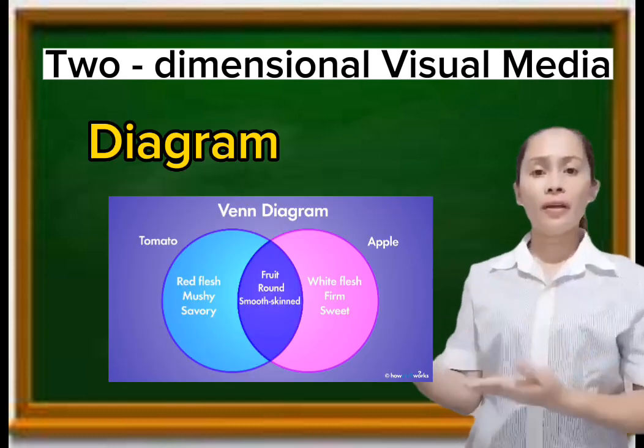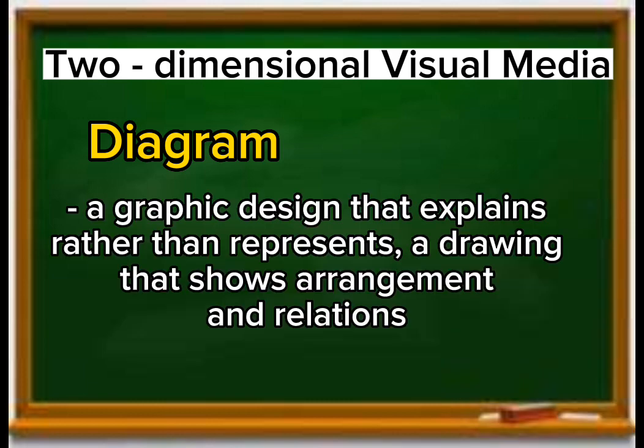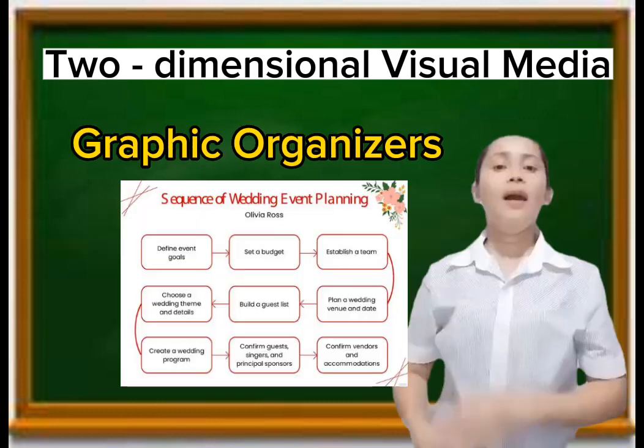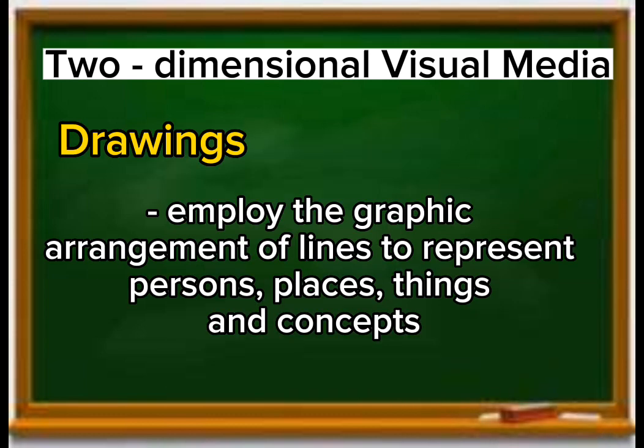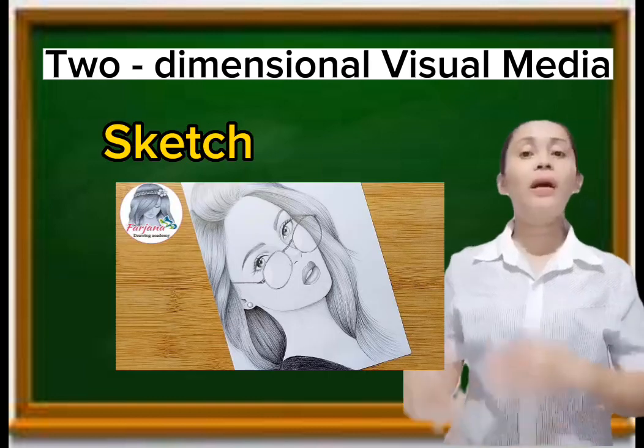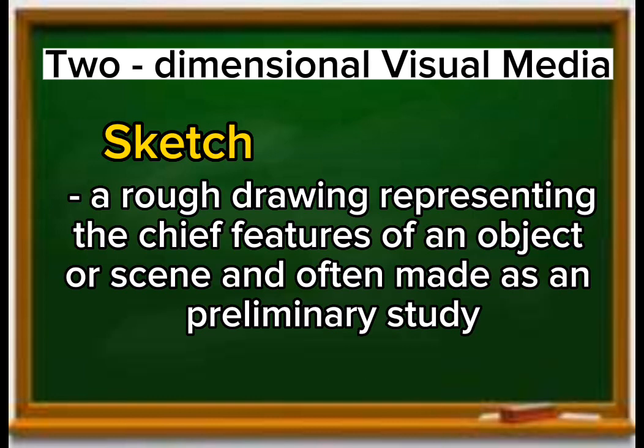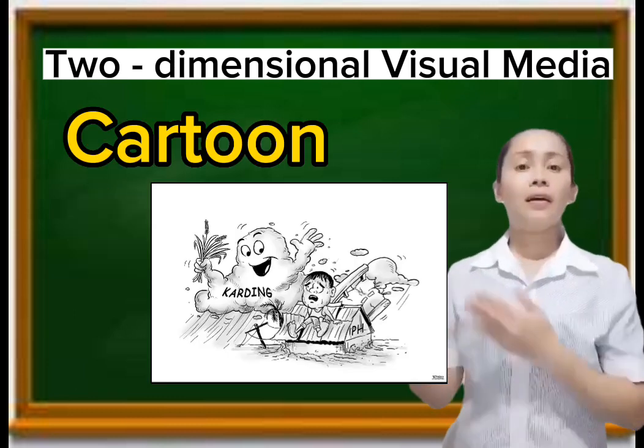Then we have diagram. A graphic design that explains rather than represents. Graphic organizers. These are visual displays of key content information designed to benefit learners who have difficulty organizing information. Drawings. It employs the graphic arrangement of lines to represent persons, places, things, and concepts. We have also sketch. A rough drawing representing the chief features of an object or scene and often made as a preliminary study. Another one is cartoon.